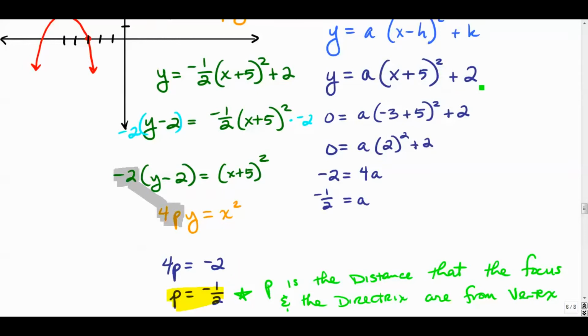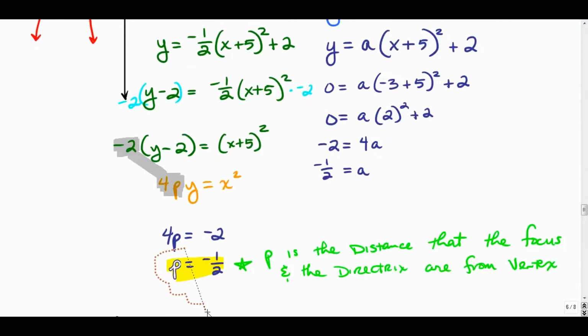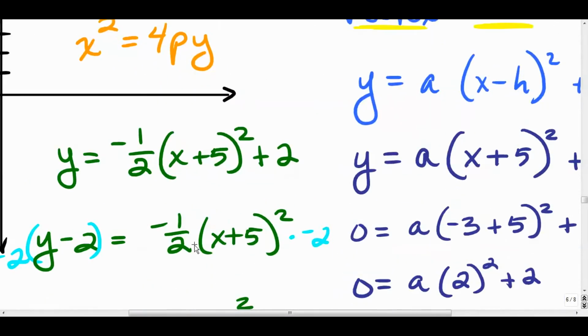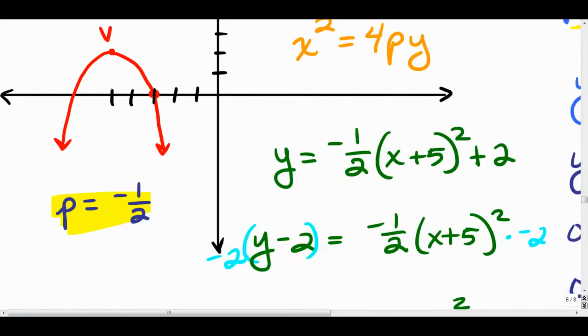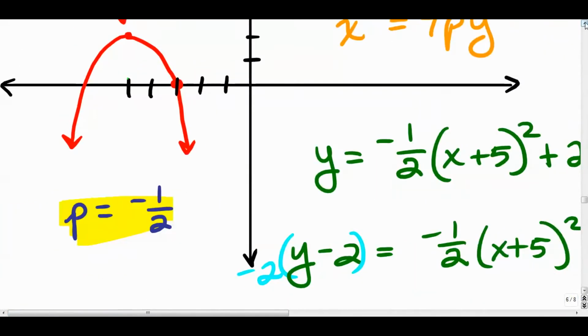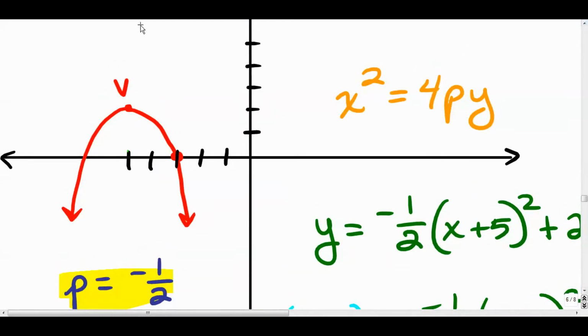So we need to go up to our graph and think about our focus and our directrix being 1/2 unit away from our vertex. What I'm going to do here is zoom in a little bit and get a better close-up idea of our graph. So our p value is negative 1/2. That means that from this vertex right here, your focus is 1/2 unit down. Remember, your focus is always going to be inside of your parabola, and your directrix is always going to be up here.